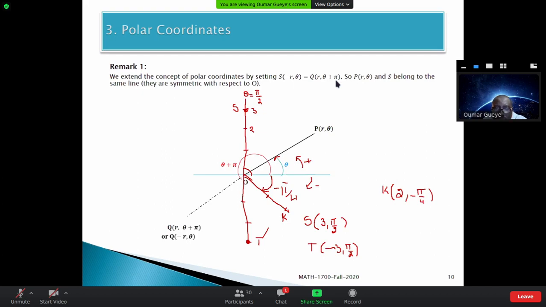You always start by finding the angle, as I said. If you notice the value of R is positive, you stay in the quadrant where the angle is. If R is negative, you take the opposite quadrant, opposite with respect to O. The opposite quadrant to the first quadrant is this one. They are opposite each other with respect to O, and these two, the second and the fourth one, are symmetric with respect to O. Okay?